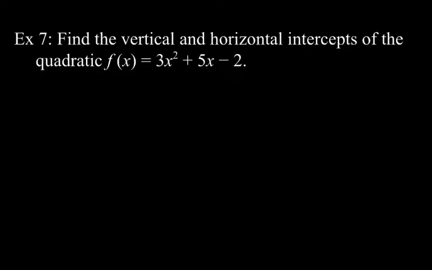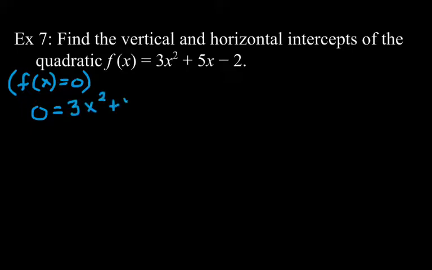Example 7 says find the vertical and horizontal intercepts. And if you remember, we did this in the last section. Last time it was already factored for us, so this time it's not. Let's start out with the horizontal intercepts. To find the horizontal intercepts, remember we take the f of x and replace it with a 0. So that's going to say 0 equals 3x squared plus 5x minus 2.